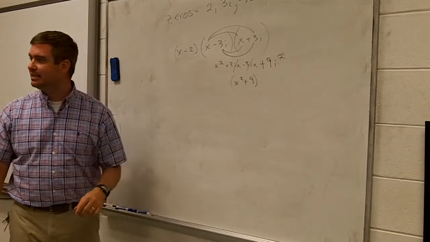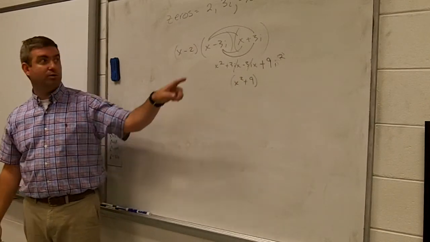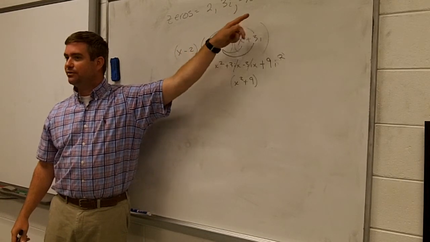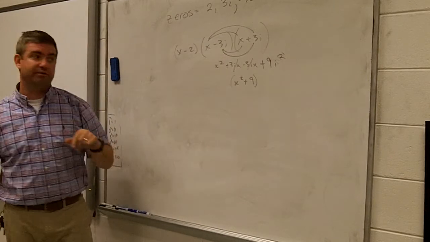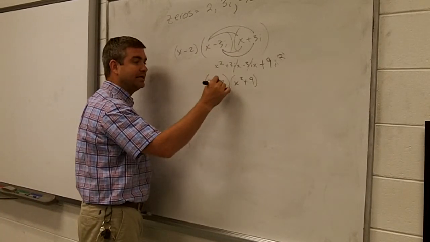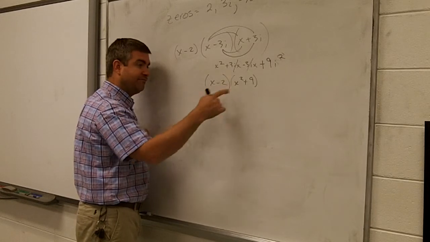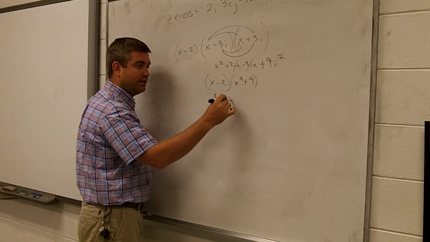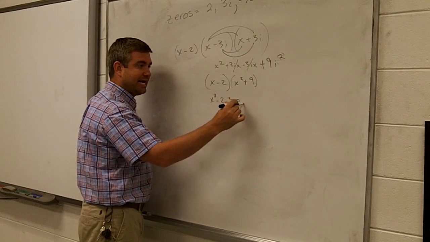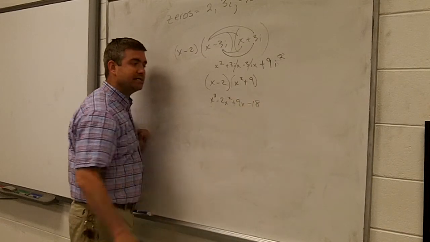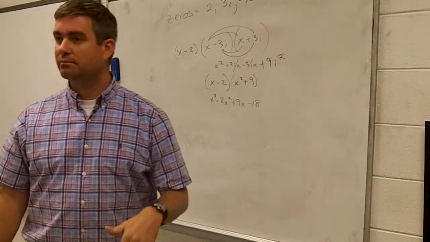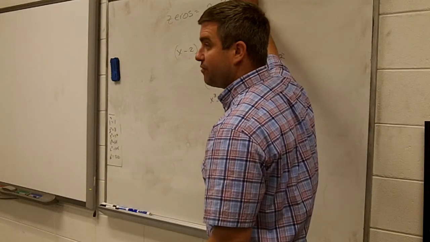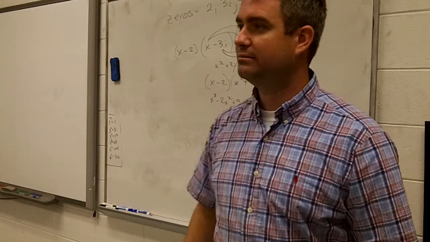And doesn't that make sense? If you move the 9 over and square rooted it, what would you get? Positive 3i and negative 3i. So that should kind of ring a bell. This is still times x minus 2. So then we have to FOIL that out just like regular. We get x cubed minus 2x squared plus 9x minus 18. I wrote it in standard form, and that's the polynomial that gives you the roots of 2 and 3i and negative 3i.